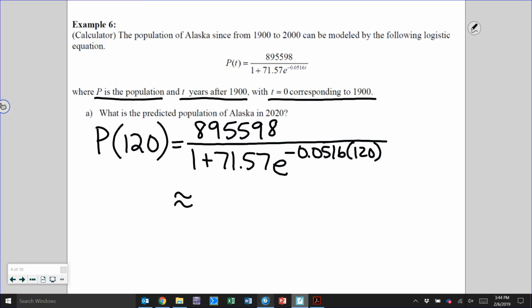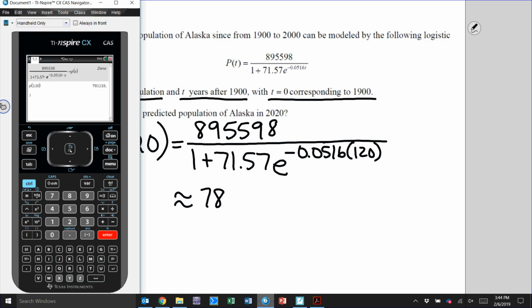So I'm going to write approximately 78,000. I need to make this always in front.